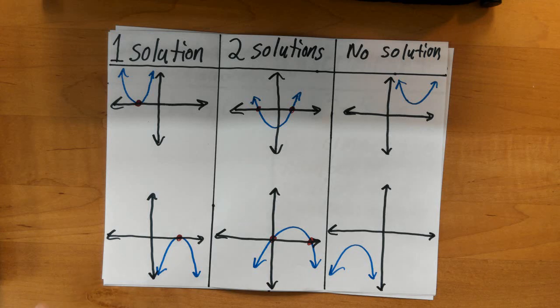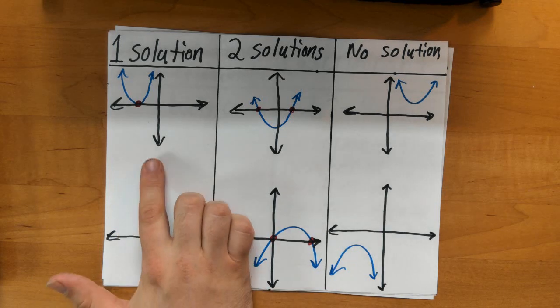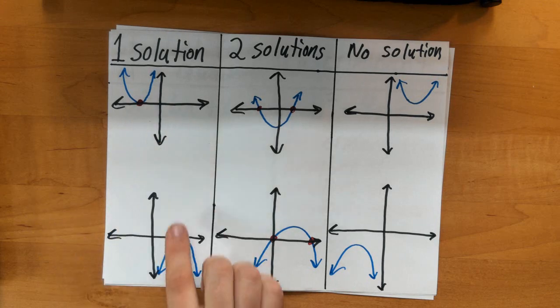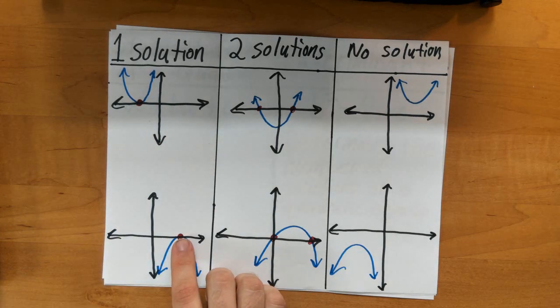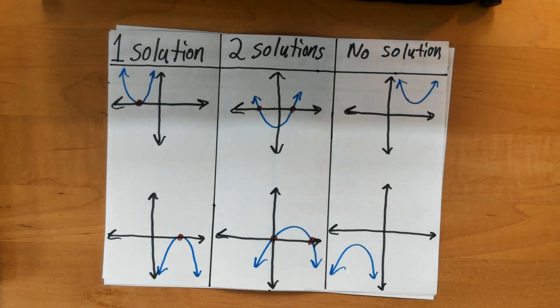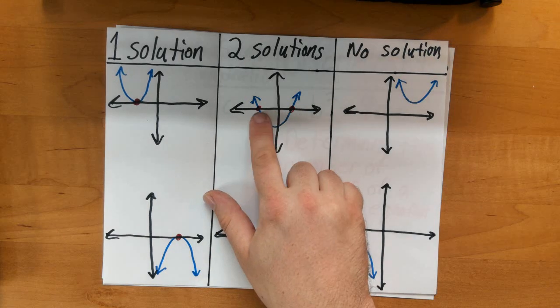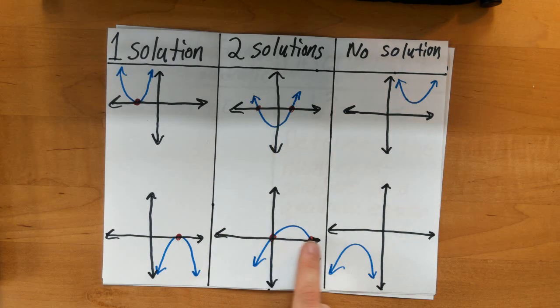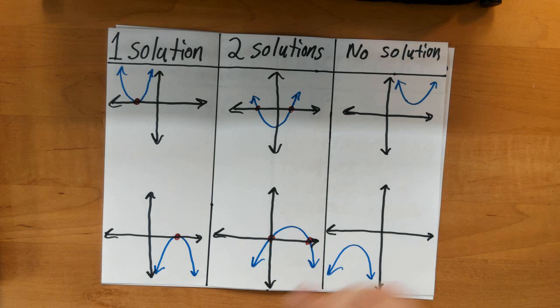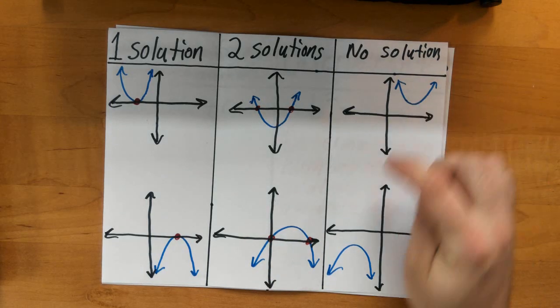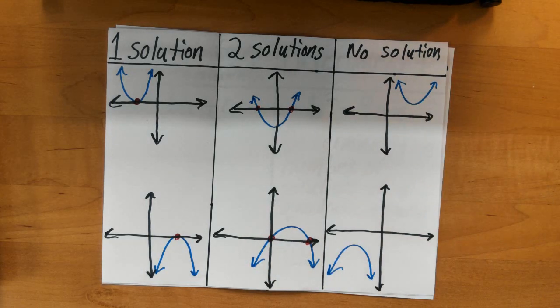Okay, so in previous videos we've been talking about solutions to quadratic equations. This is just a review. You could have one solution. This would be the vertex line on the x-axis here, like in these graphs. You could have two solutions. We commonly call these the roots, or x-intercepts. And you can have no solution, where the parabola does not cross the x-axis.